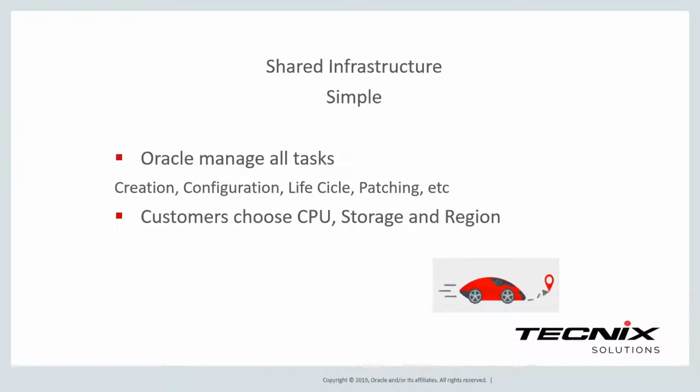As customers, we choose how many CPUs, or as Oracle calls them, OCPUs, we need for the database, and how much storage we need. For example, 1 terabyte, 2 terabytes, or more. And in which region we are, because we are connecting with a data center that is in a region closer to where we are.